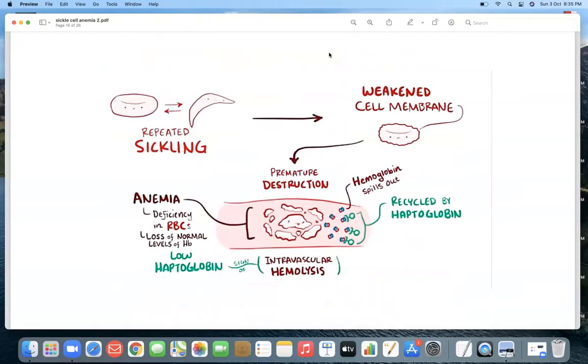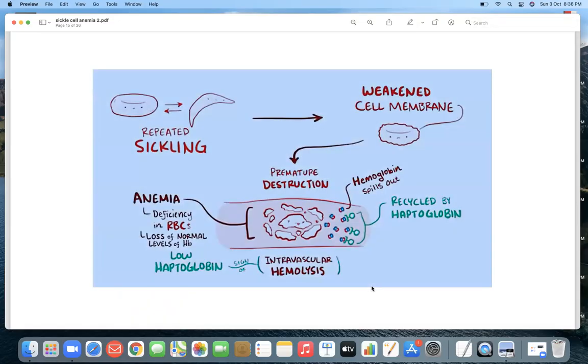This is what happens. So what happens? Weakened cell membrane, there is premature destruction, and this will cause anemia, deficiency in RBCs, loss of normal levels of hemoglobin. Whenever there is intravascular hemolysis, there is low haptoglobin, and also hemoglobin will spill out. This excessive hemoglobin which spills out is recycled by the haptoglobin. So you see normally low haptoglobin whenever there is hemolysis.